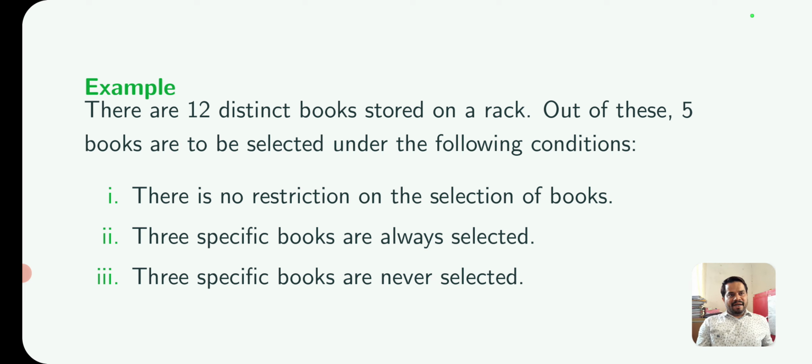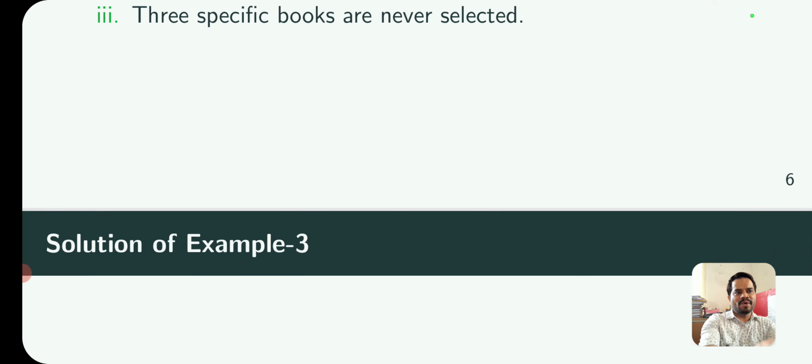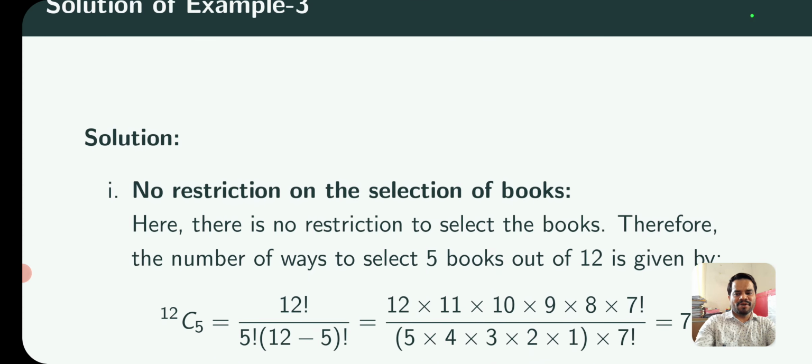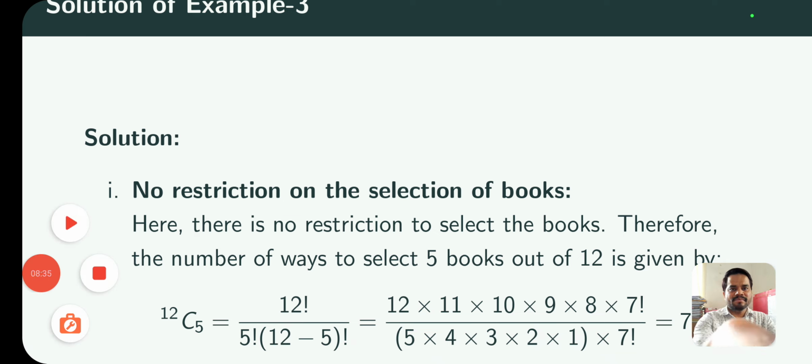If you read this example, there are 12 distinct books stored on a rack. Out of these, we have to choose 5 books under 3 conditions. So let us see them one by one. The first condition is that there is no restriction on the selection of books. It means the number of ways to select 5 books out of 12 books is given by 12C5 ways. This is a very obvious question, and an obvious answer.